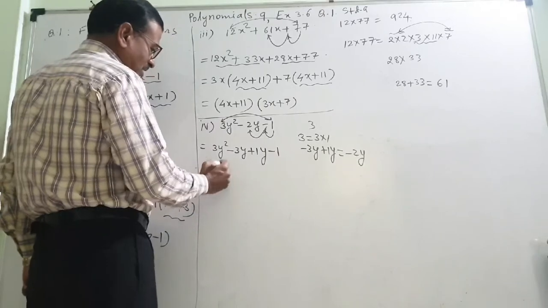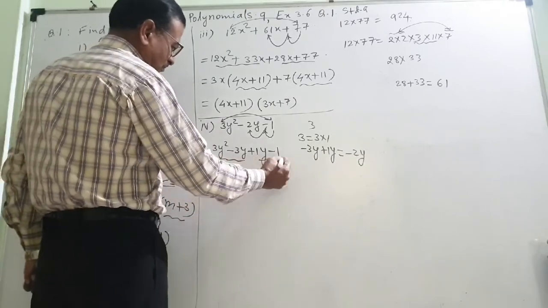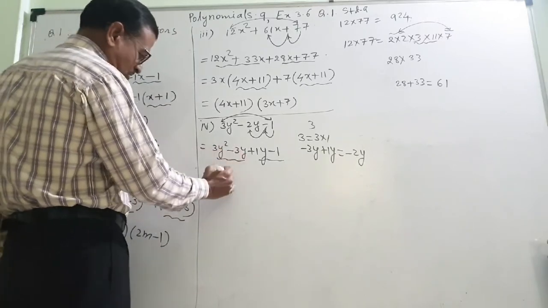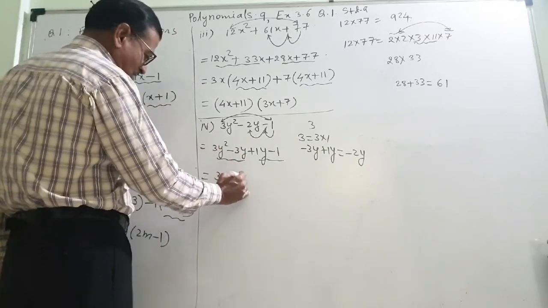That is equal to. Now I will make the groups. What is common? 3 is common. 1y is also common. So here remains y.